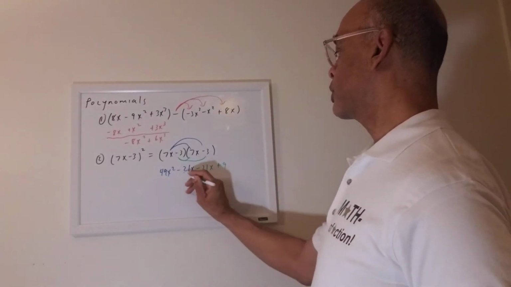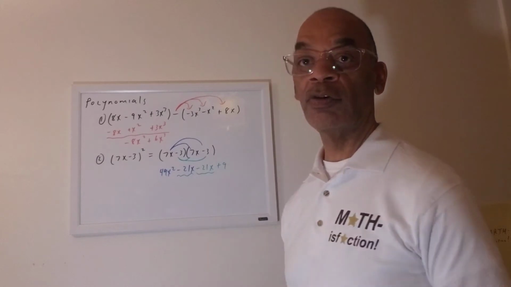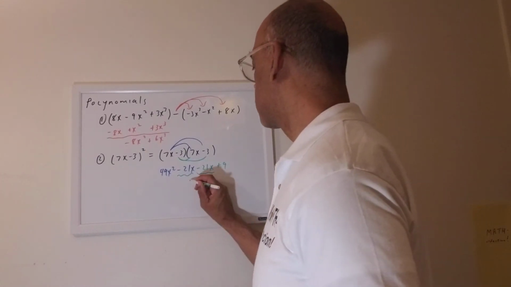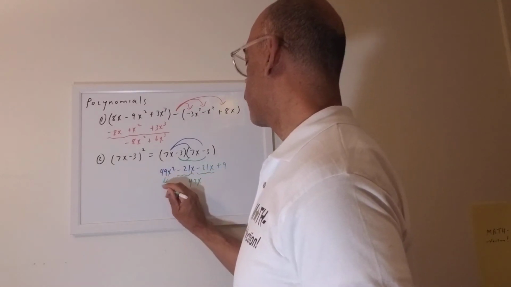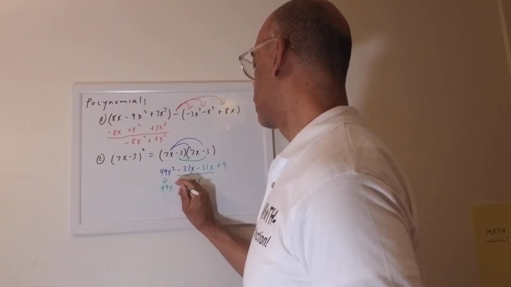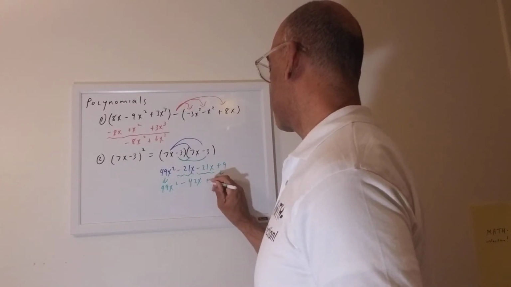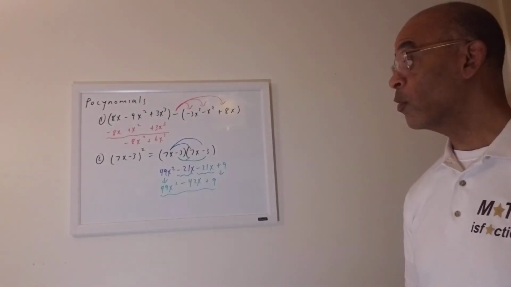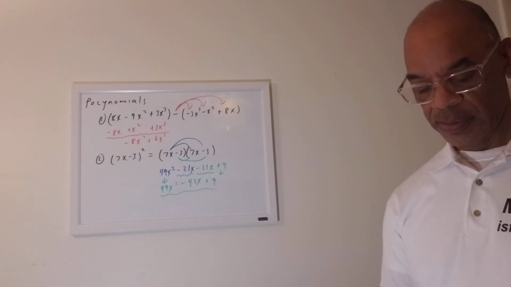The like terms that will be combined are negative 21x and negative 21x. That will give you negative 42x. Bringing down 49x squared. Bringing down a positive 9. And we have multiplied 7x minus 3 to the second power.